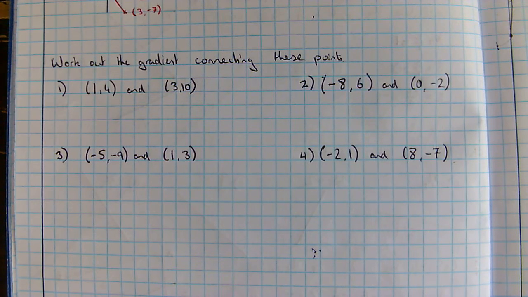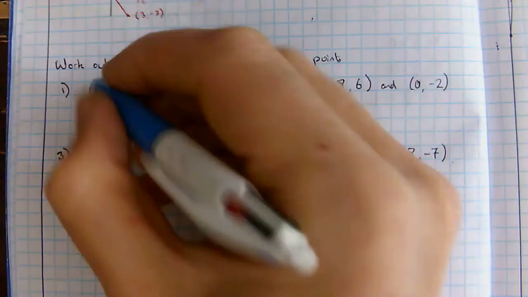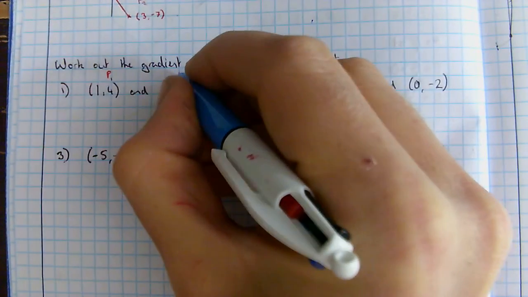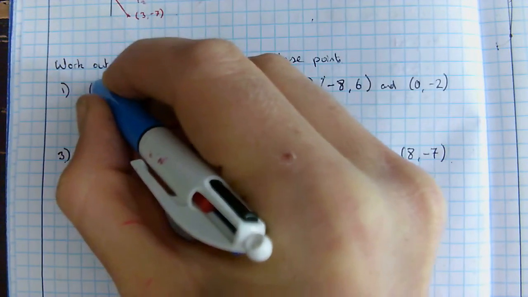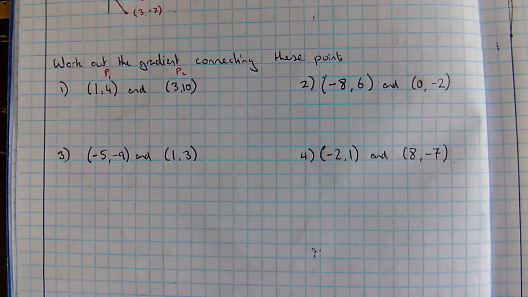Okay, so 4 questions for you to try. I'll give you a bit of a hand with the first one. So here, this is my point 1, this is my point 2, this is my x1, y1, x2, y2. I'm just going to substitute those into the formula and try and work out what the gradient is going to be for each of them. Alright, good luck.